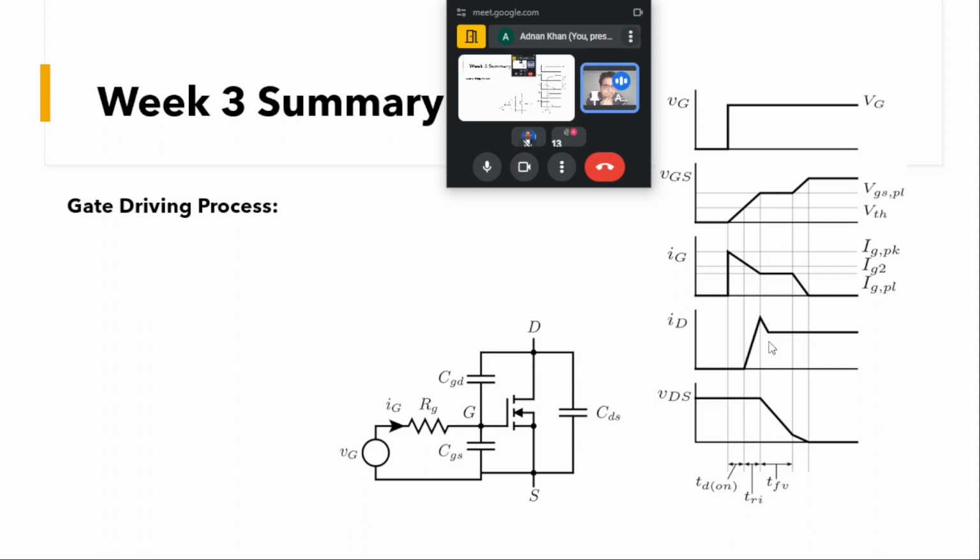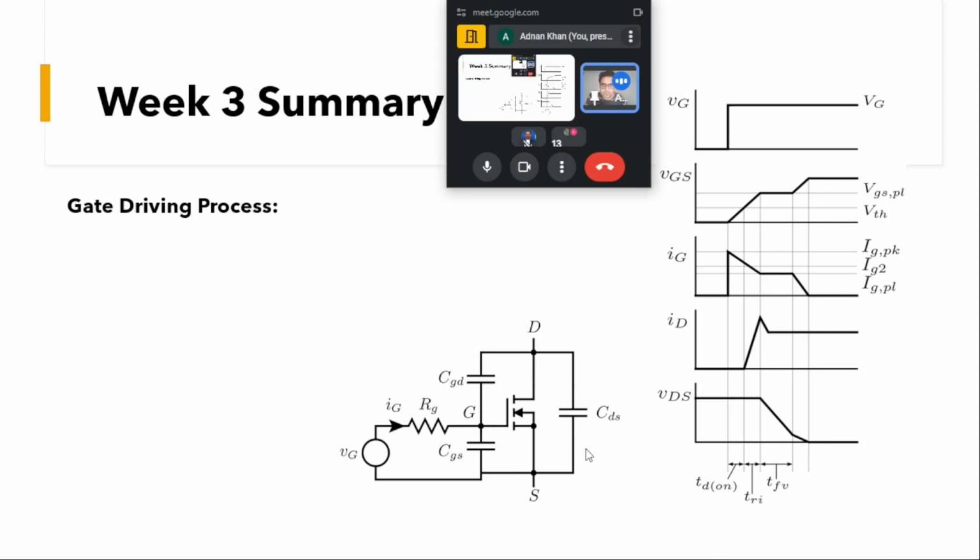And you will see here the IG will remain constant during the Miller plateau, and after this the current will start to flow, and VDS will drop and will come to zero. And after this Miller plateau, like we had discussed, our VGS will rise to this peak value, and our device will go into the active region and start conducting.